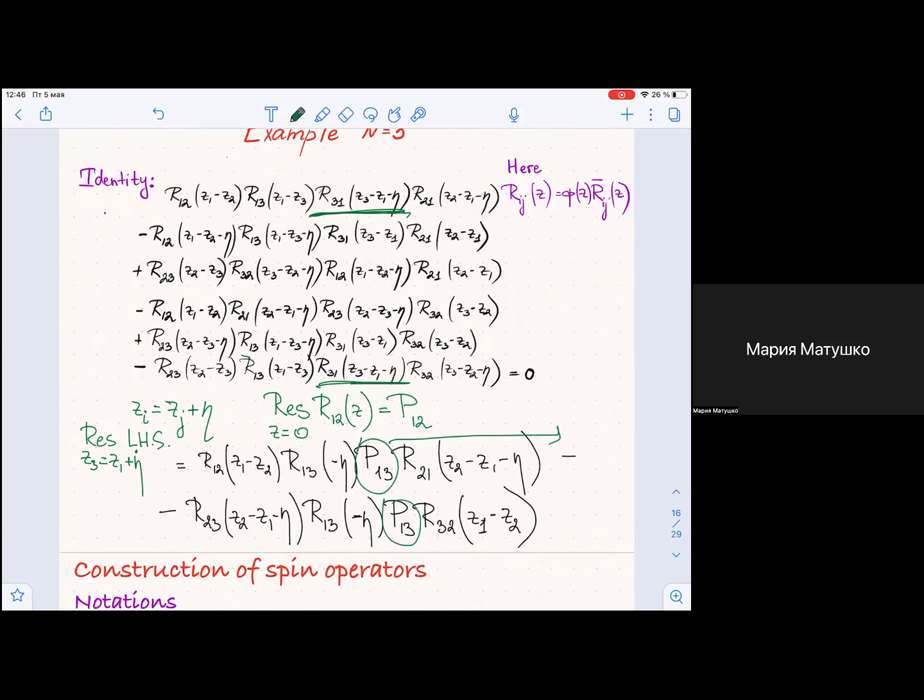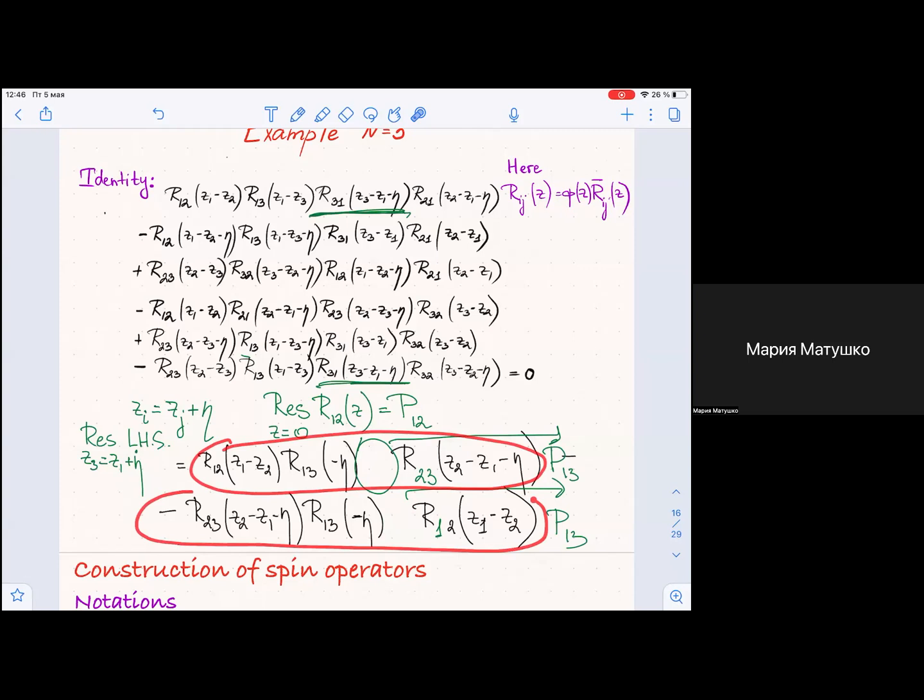What we have here is a change of indices. So now we have 2, 3, and now we have not 3, 2, but 1, 2, and this permutation we move to the right. And now you see the Yang-Baxter equation. This minus this equals 0. So that's how we prove that the left-hand side has no poles.